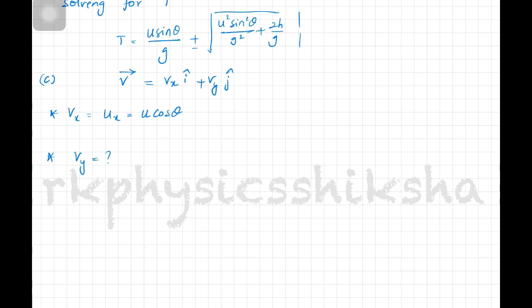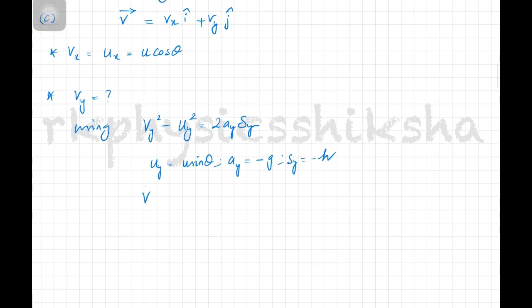So for this calculation of Vy, I use the equations of motion. I know the time, so you can use the equation of motion in terms of time also, or I just use it in a very simple way: vy square minus uy square is equal to 2 into ay into sy. So here vy is to be calculated. uy you take as u sin theta, ay you take to be equal to minus g, and sy also you take as minus h.